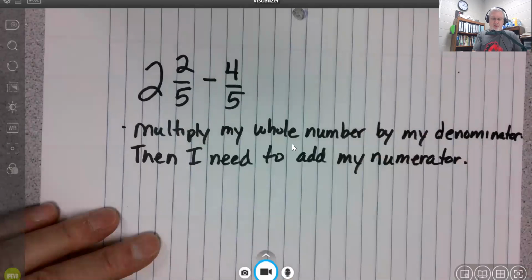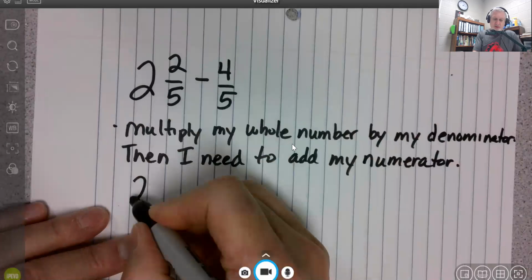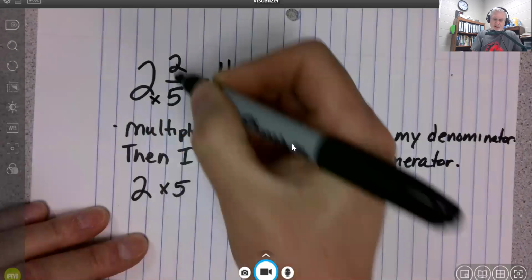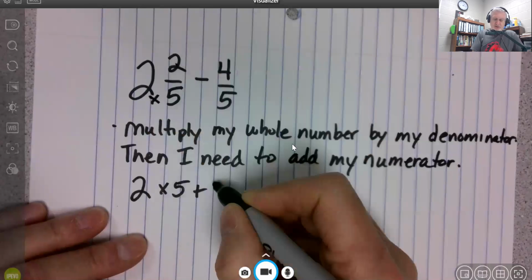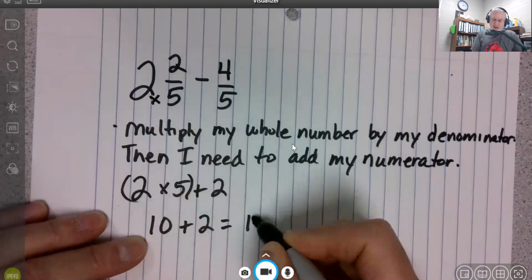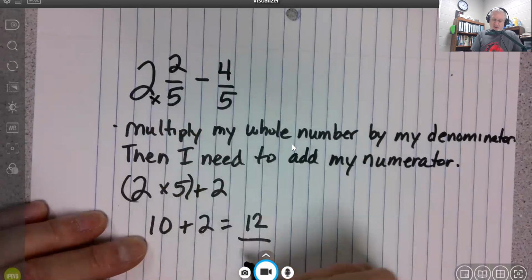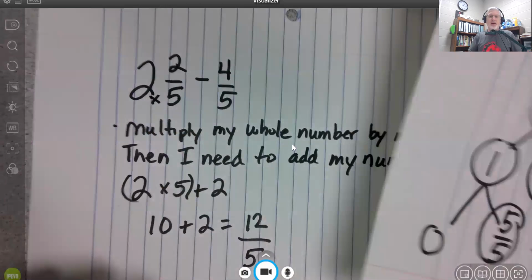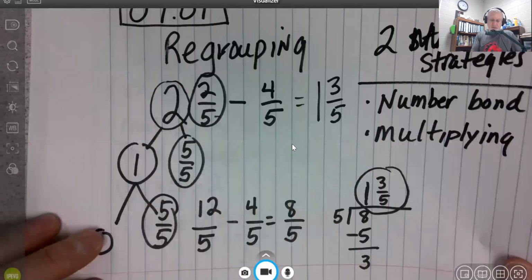All right, so I'll multiply 2 times 5 and then add my numerator. So 2 times 5 is 10, plus 2 is 12. And then our denominator does not change, so it still stays 5, and that's 12 fifths. And if we look back at our number bond, that's the same number that we got.